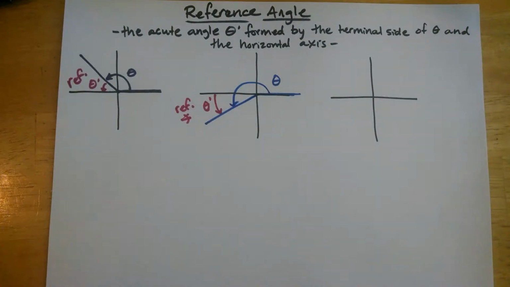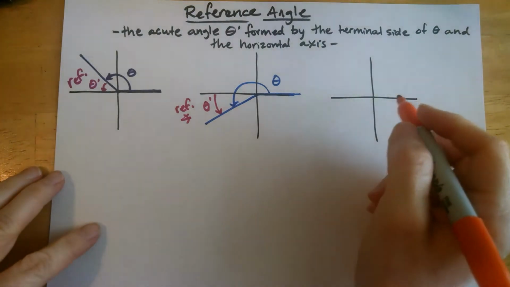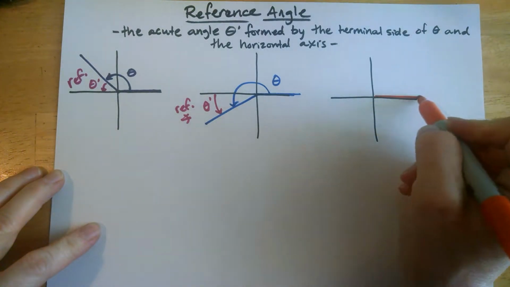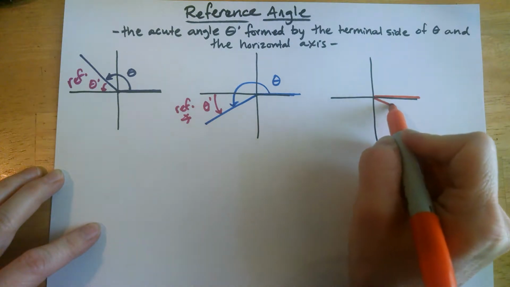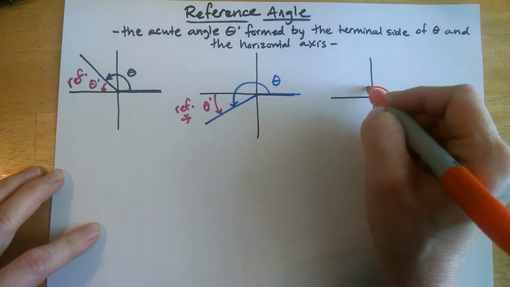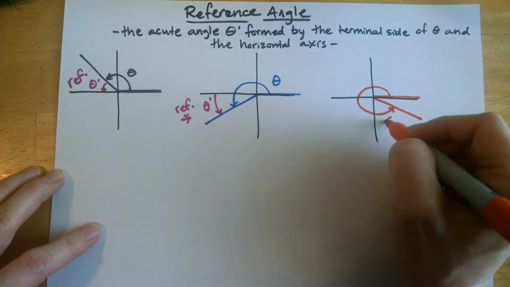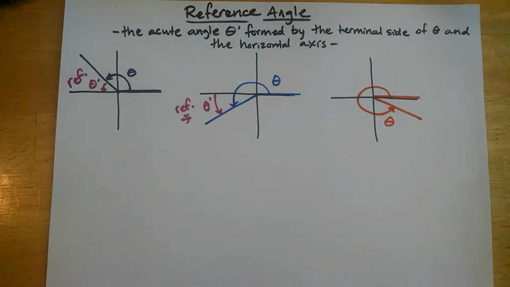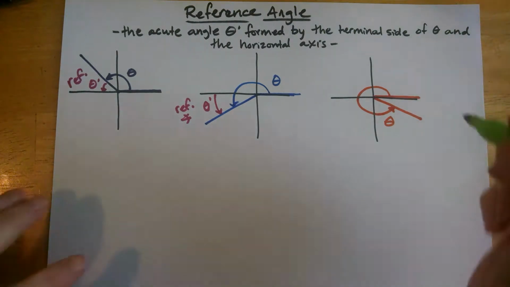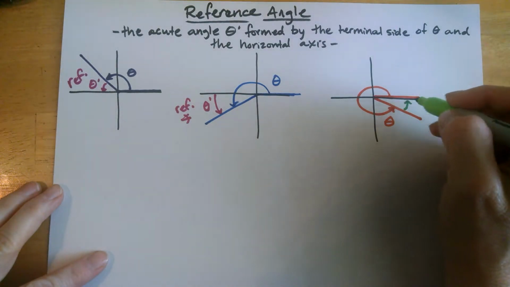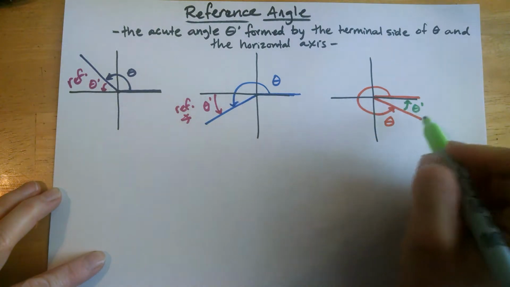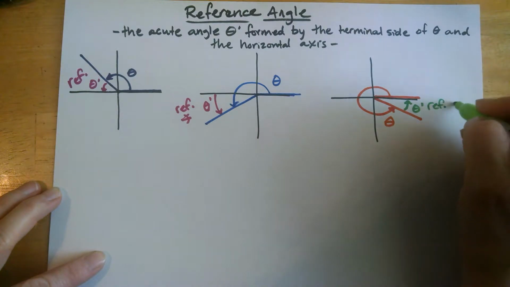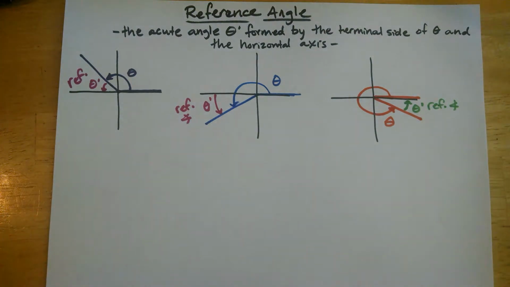Okay, let's try another one. Let's say we have theta, that's pretty large, so he's going to start here, and he's going to go all the way around. He's going to end up in quadrant, let's say quadrant 4, right here. So my theta goes all the way around here. That's theta. And my reference angle, can you guess? It's going to be the acute angle formed from the terminal side of theta and the horizontal axis. So that's always going to come back to the horizontal axis there.